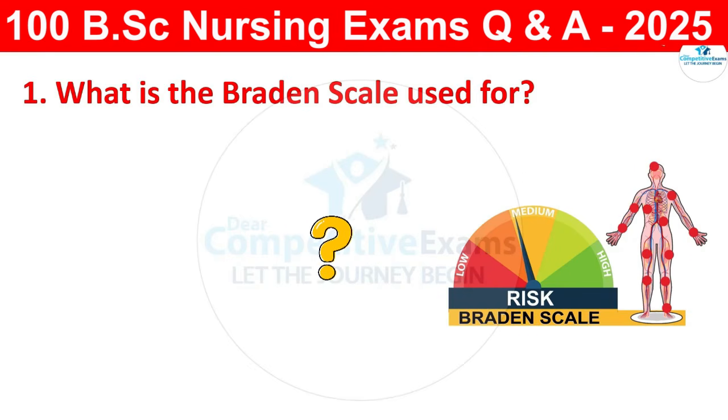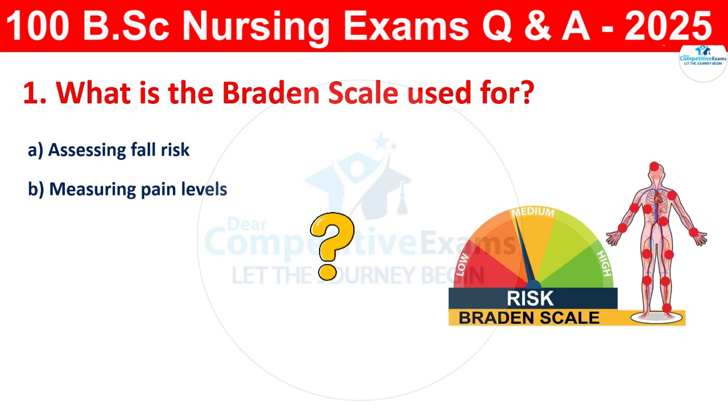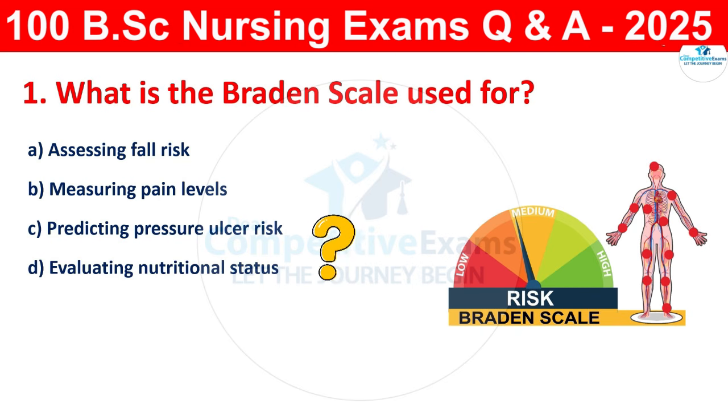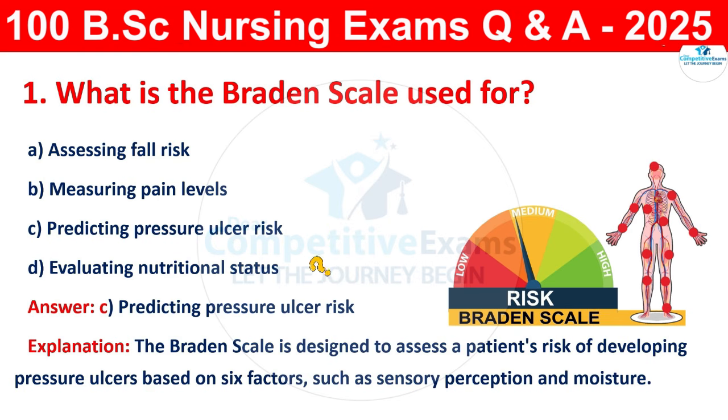What is the Braden scale used for? Your options are assessing fall risk, measuring pain levels, predicting pressure ulcer risk, or evaluating nutritional status. The correct answer is C, that is predicting pressure ulcer risk. The Braden scale is designed to assess a patient's risk of developing pressure ulcers based on 6 factors such as sensory perception and moisture.